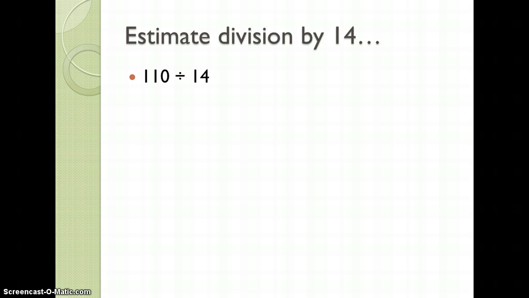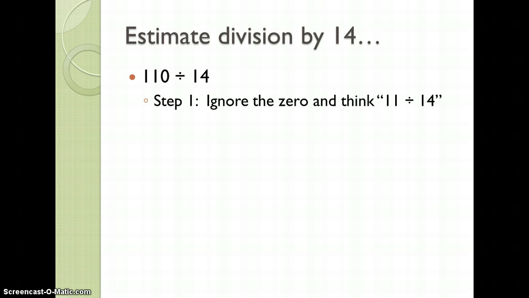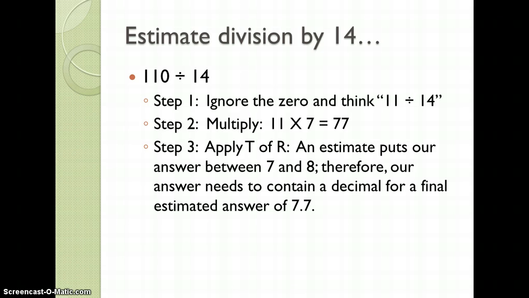Let's do 110 divided by 14. Ignore the 0 and think 11 divided by 14. Multiply 11 by 7, which is 77. An estimate puts our answer between 7 and 8. Therefore, our final answer needs to contain a decimal for an estimated answer of 7.7. True answer is about 7.86 when rounded.